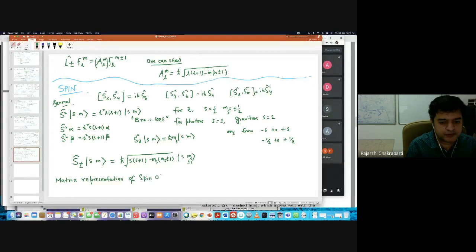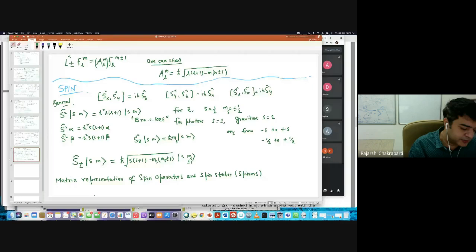Spin operators and spin states. And these spin states, they have a name. You know this? They're called spinors.